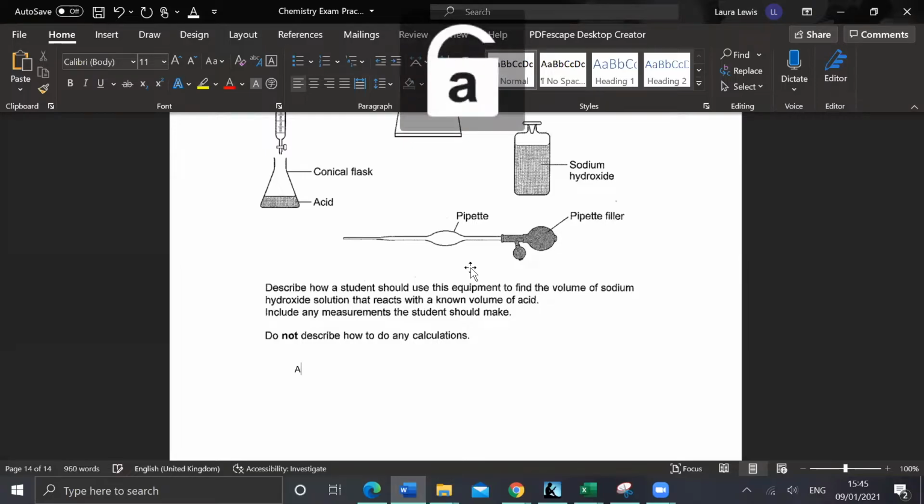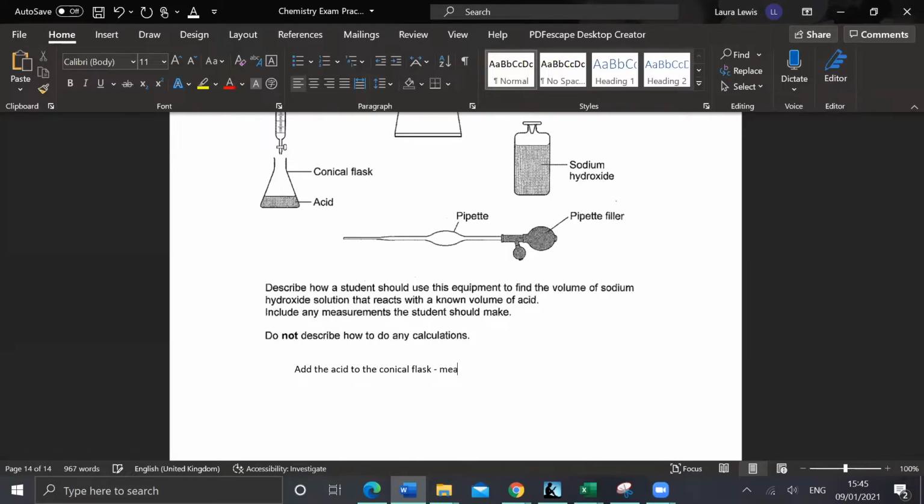So add the acid to the conical flask. Measure this out. Measure this using a pipette and pipette filler.